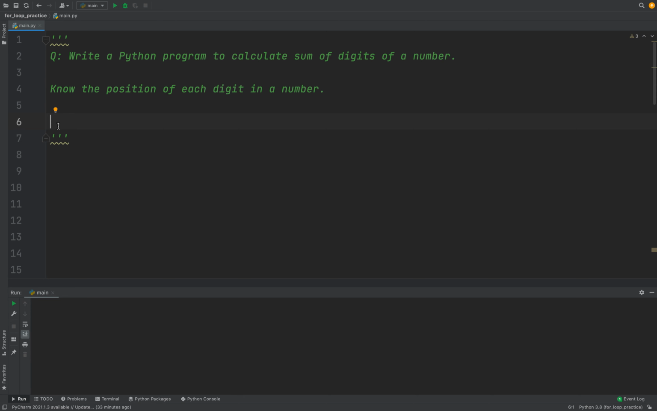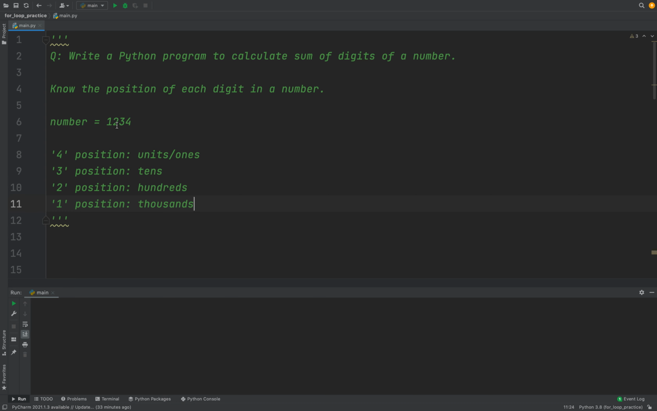All right, this question asks us to write a Python program to calculate the sum of digits of a number. To solve this problem, we've got to know the position of each digit in a number. So let's focus on an example like 1234. Our number is here, and I want to analyze each position. We know that there are 4 positions, therefore 4 digits.